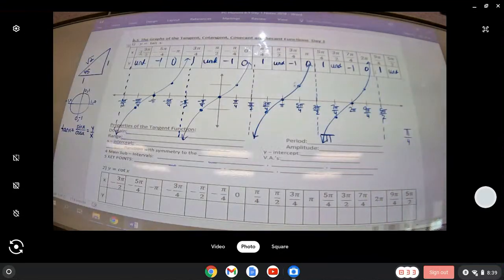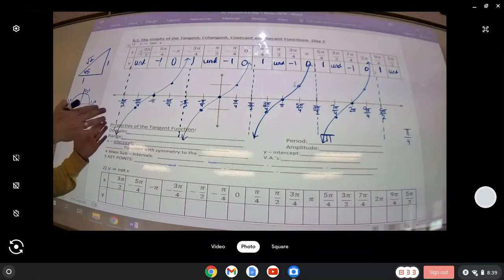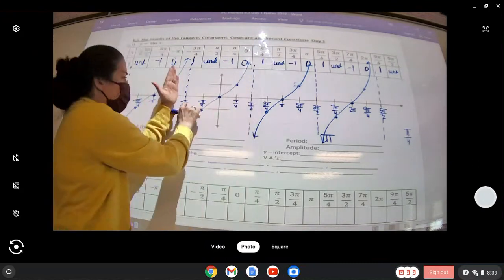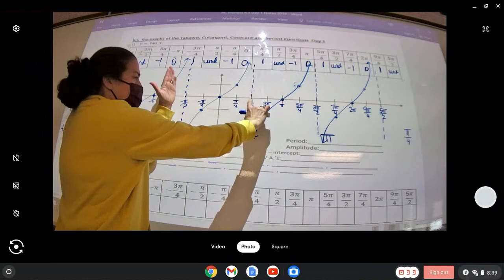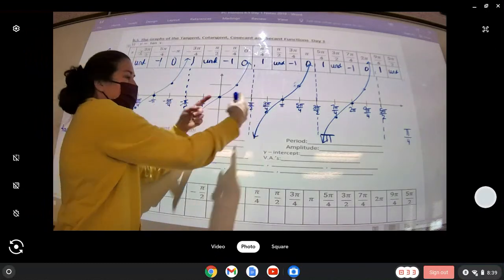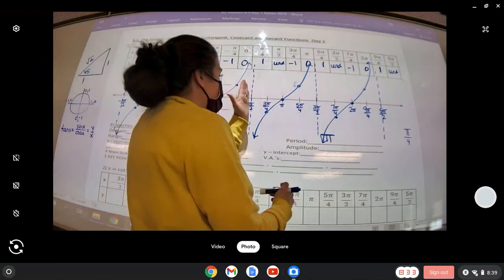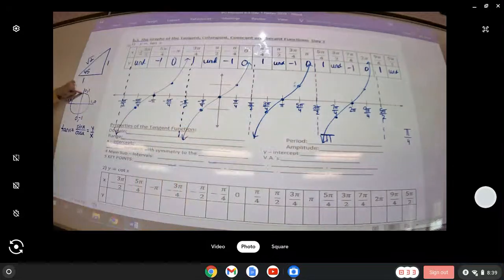All right. So guys, you can see one cycle lives in between each pair of asymptotes. So this is one cycle. It went from negative pi over 2 to positive pi over 2. Guys, that's 90 and 90. That's 180. That's pi radians. It's pi radians that lives on each period, right? Then I went from pi over 2 to 3 pi over 2. That's pi radians. That's 180 degrees. That's what lives on each cycle of the tangent function. All right, perfect.